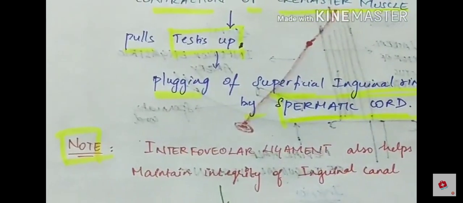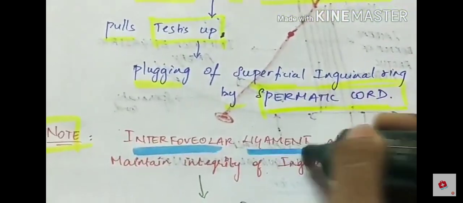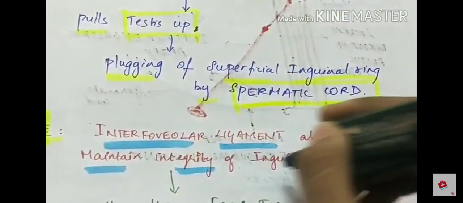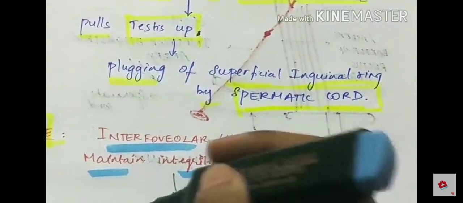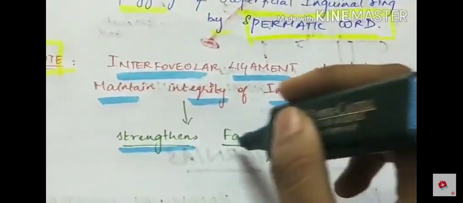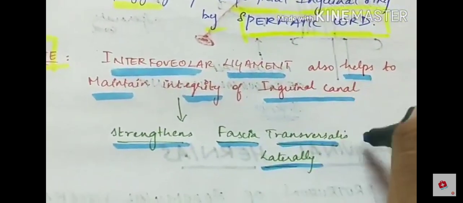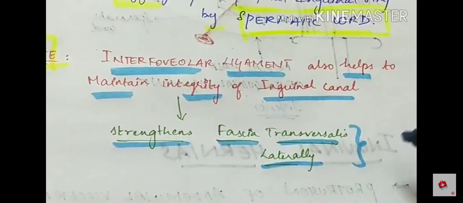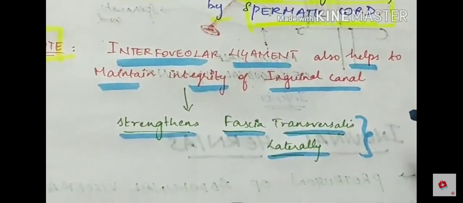Note, the interfoveolar ligament also helps to maintain the integrity of the inguinal canal. It strengthens the fascia transversalis laterally. So thereby it also helps to maintain the integrity of the inguinal canal.